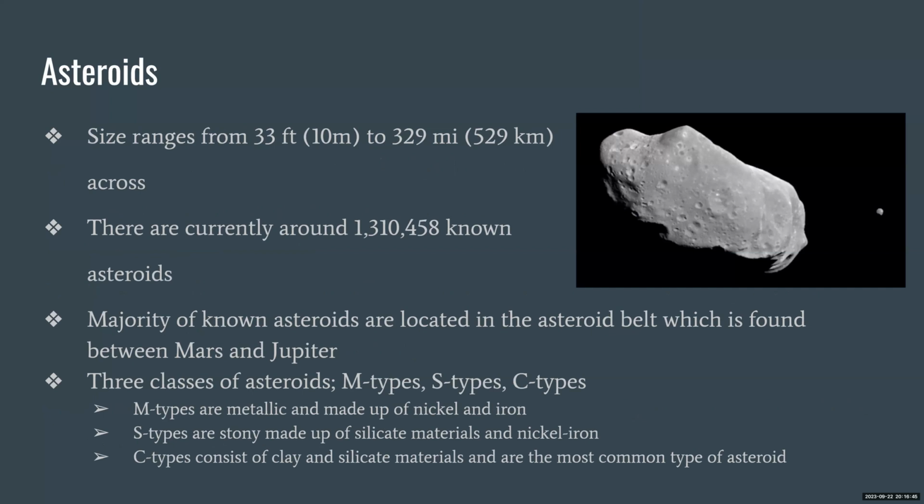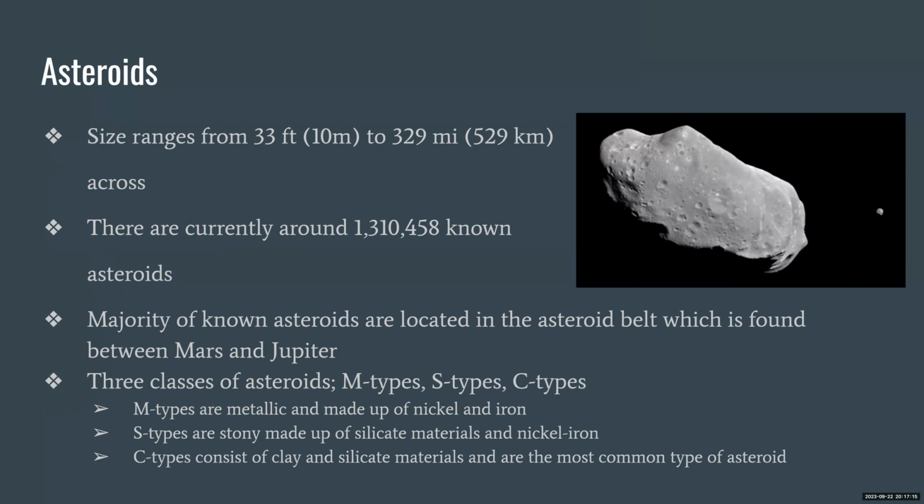All right, for asteroids, their size usually ranges from between 33 feet to as large as 329 miles across. There's currently around 1.3 million known asteroids in the solar system, and the majority of known asteroids are located in the asteroid belt, which is found between Mars and Jupiter. They're also classified into three classes: the M types, S types, and C types.